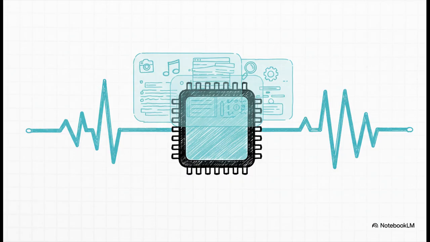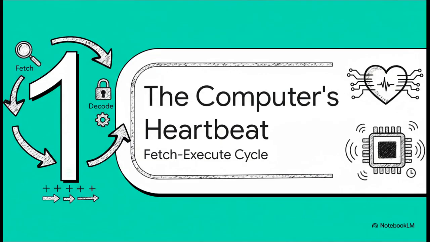It's this constant, rhythmic cycle that repeats itself billions of times every single second. And once you understand this digital heartbeat, you pretty much understand the core of all modern computing. And that heartbeat, it has a name. It's called the fetch execute cycle, or to be a little more precise, the fetch decode execute cycle. This is the absolute foundation, the bedrock of everything your computer does.